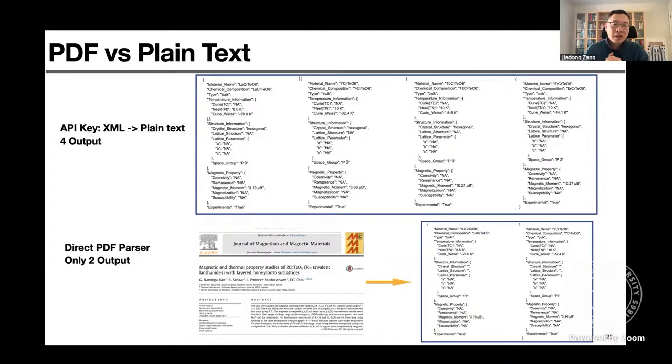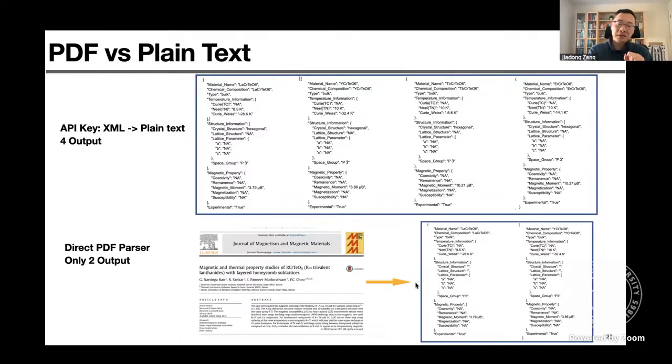You might wonder, why do we spend so much time processing XML? What about just feeding the PDF to modern large language models? This is the example: the same paper actually contains the measurement results of 4 materials. If you feed the XML, or the converted markdown file, into the large model, you can identify all of them. But if you just feed the PDF into the model, it will give you only 2 entries. So some information is missing.